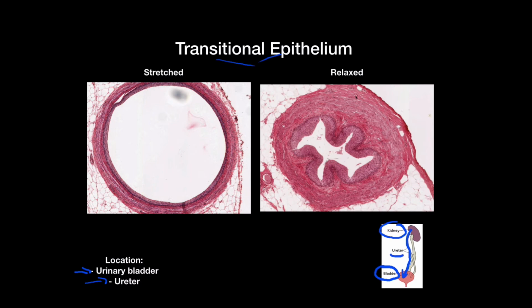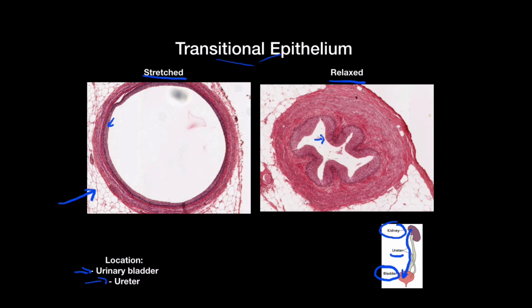And they change their form according to how much urine they are leading to the bladder. Here you see a cross section of the ureter. Here you see that this one is stretched and this one is relaxed. And transitional epithelia is going to be located at the inner surface of the ureter.